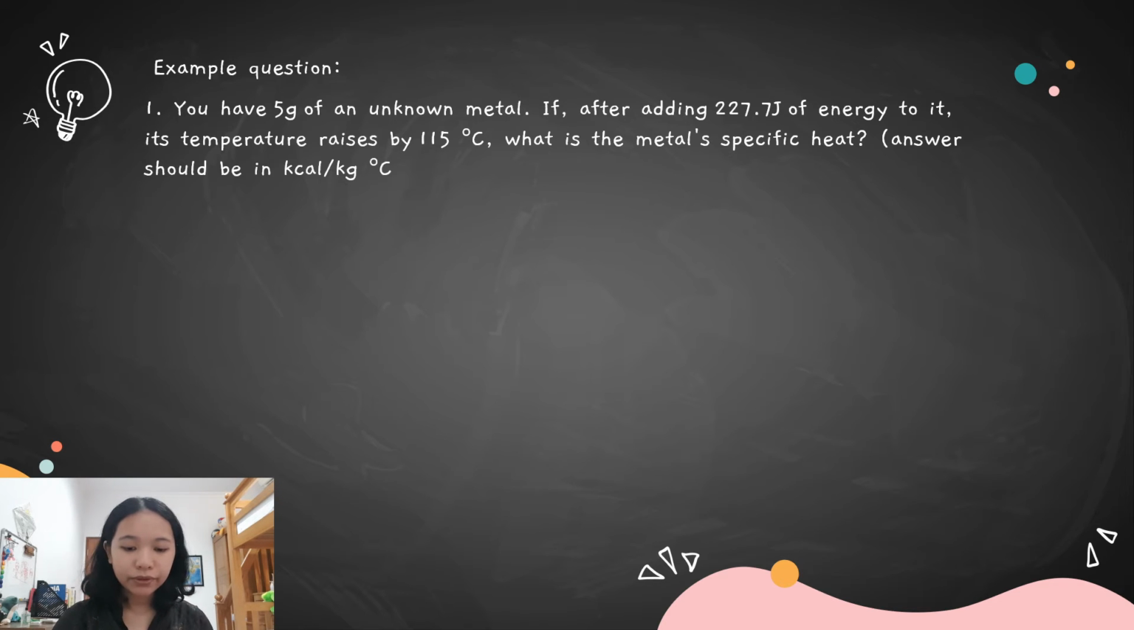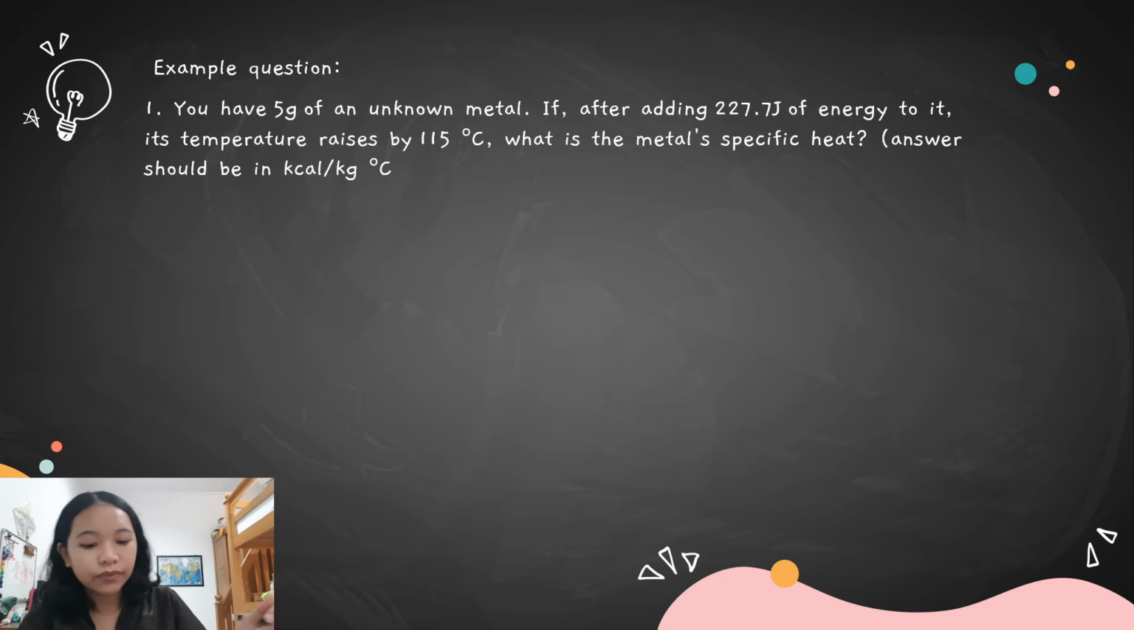You have 5 grams of an unknown metal. If after adding 227.7 joules of energy to it, its temperature raises by 115 degrees Celsius, what is the metal's specific heat? Answer should be in kilocalorie over kilogram degree Celsius. Okay, so pause to answer, and you can play when you're ready. Okay, I hope everyone is ready and answering. Let us try to answer it together.